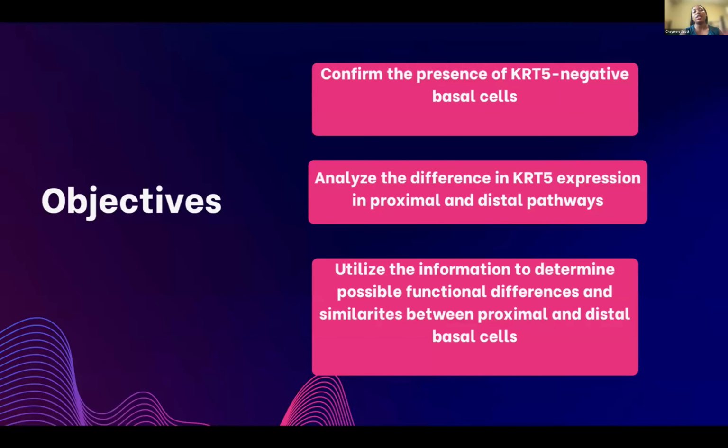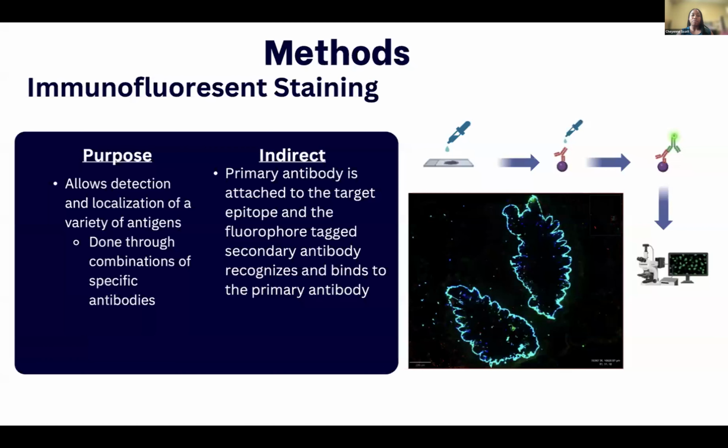So the purpose of the project was to confirm the presence of KRT5 in KRT5 negative basal cells in healthy human lung tissue. And then we're going to analyze the difference in proximal and distal pathways, and then hopefully utilize this information to identify different functional differences and similarities, and we can understand the healthy human lung a little bit better.